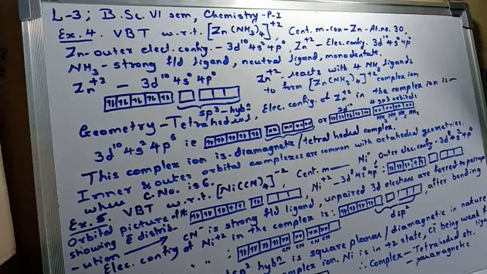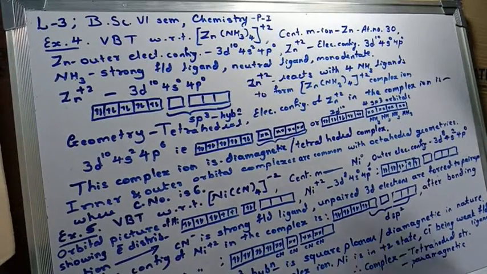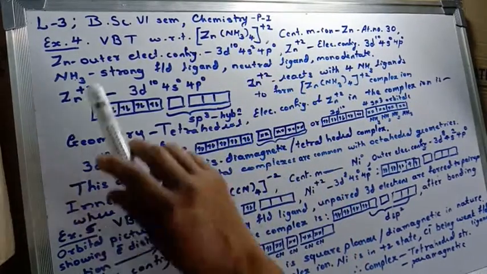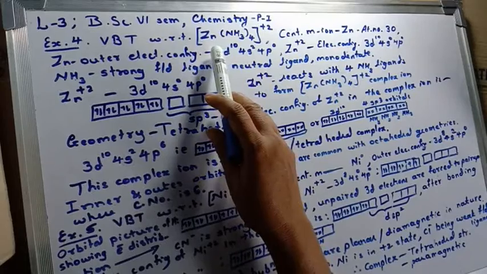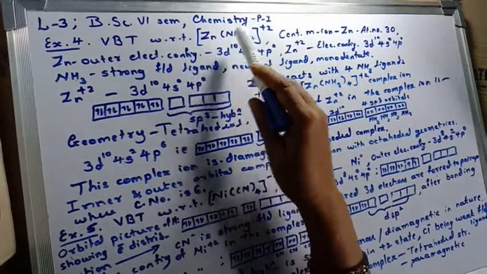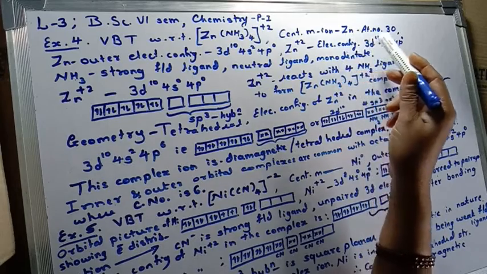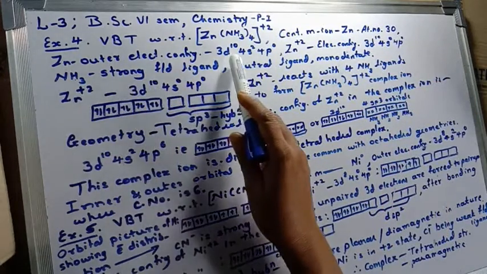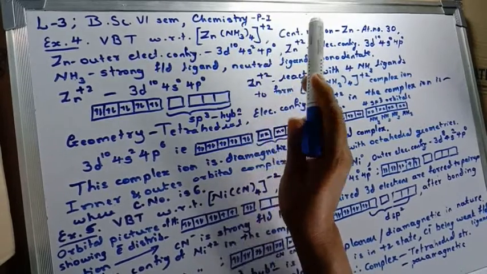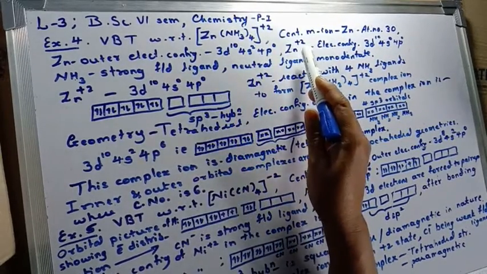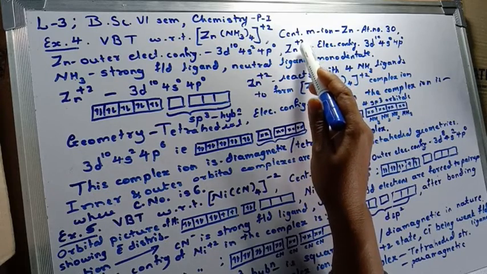Dear students, good morning. Today we'll continue the valence bond theory with respect to a few more examples which are mentioned for your studies. The fourth example is here, Zn(NH3)4. You are well familiar, Zn is the central metal ion. Zn, atomic number 30, has outer electronic configuration 3d10 4s2 4p0. During the formation of this complex ion, Zn attains its stable oxidation state, that is +2.